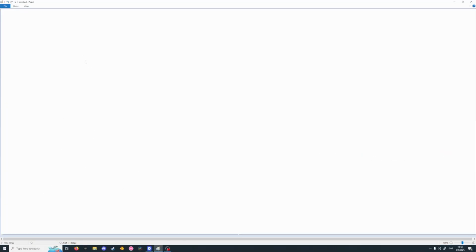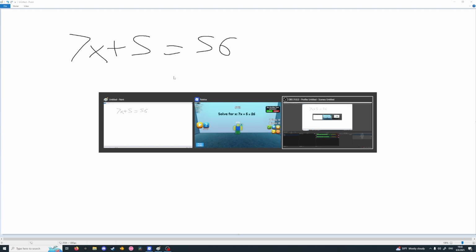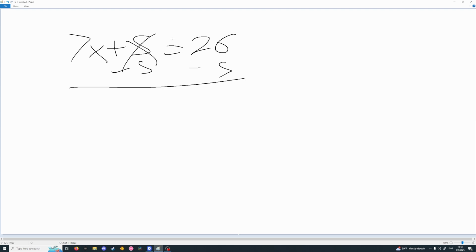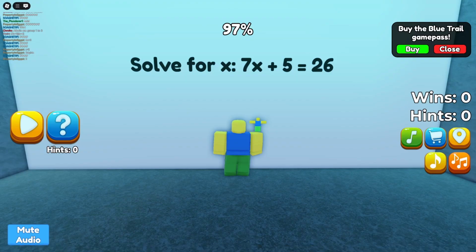So for x, 7x plus 5 equals 56. I can't read. I'm illiterate. Anyways, minus 5 on both sides. These 5s cancel. We're going to get 7x equals 21. Divided by 7, x equals 3. Bam.